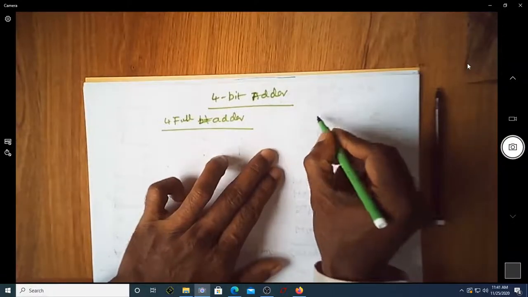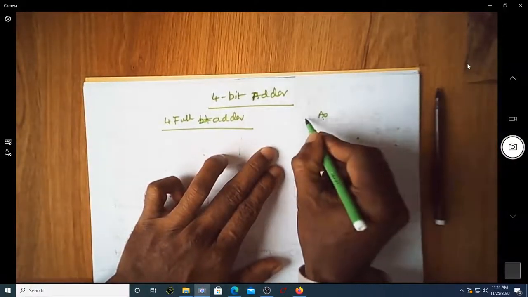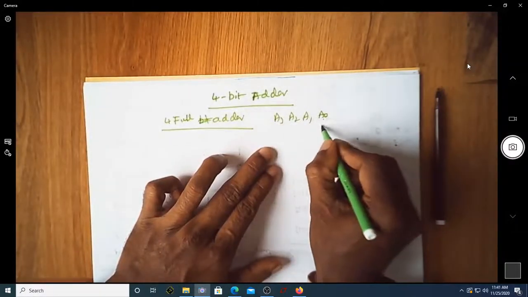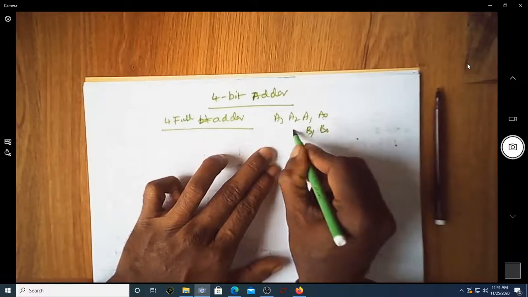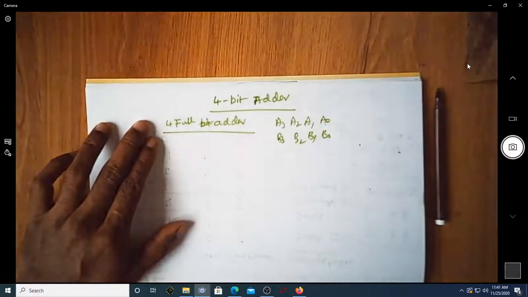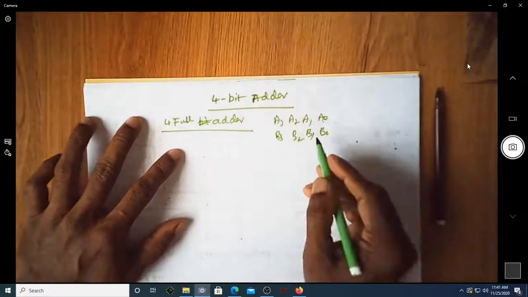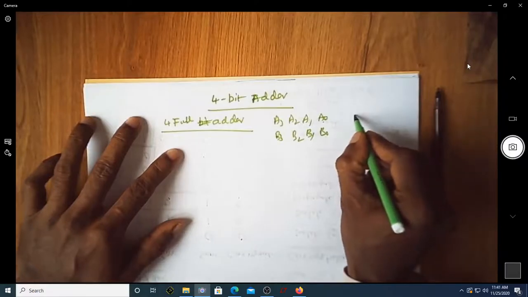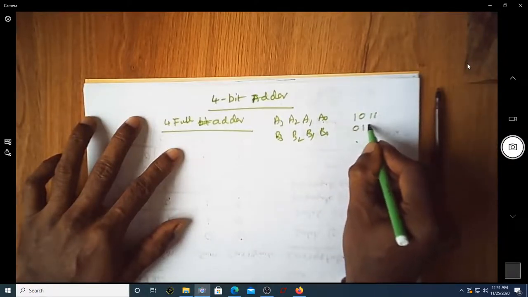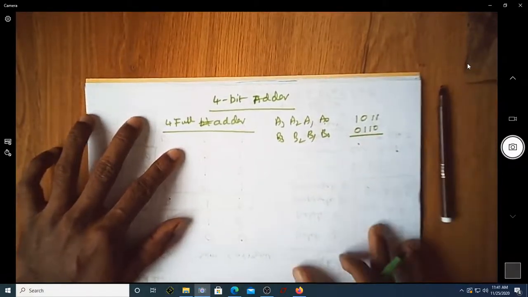So that means I have inputs A0, A1, A2, A3 and B0, B1, B2, B3. So these are the 2 4-bit numbers I want to add. Assume that you have something like 1 0 1 1 and 0 1 1 0. Now if I want to add something like this, how do I proceed?